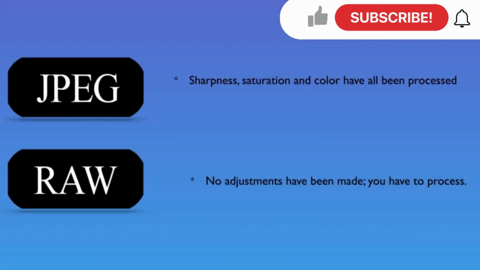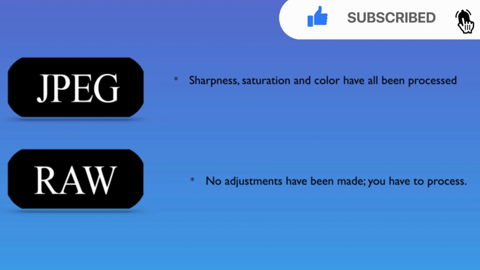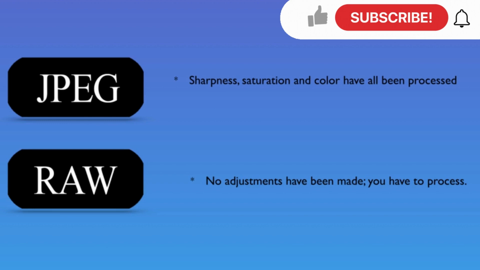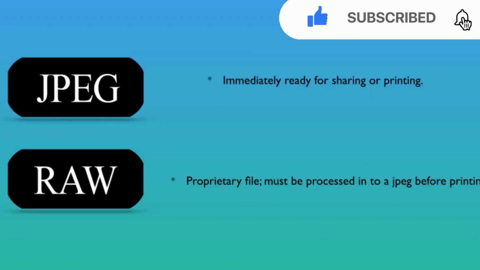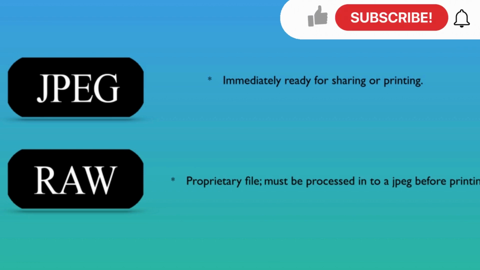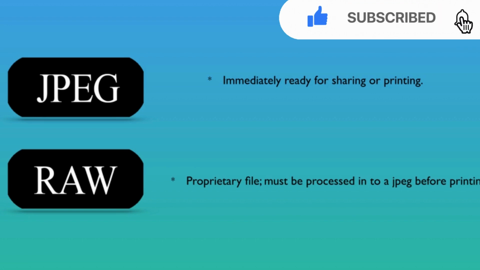JPEG files, the sharpness, saturation, and color have all been processed. In a RAW file, no adjustments have been made to it, so you need to process the image. Basically, you need to go into the darkroom and process that. A JPEG file is immediately ready for sharing or printing. A RAW file is a proprietary file to the camera and must be processed in a camera RAW processing software to be made into a JPEG before you can print or share.